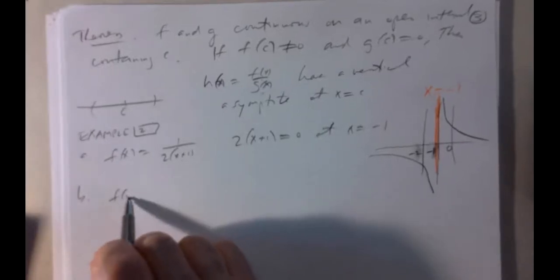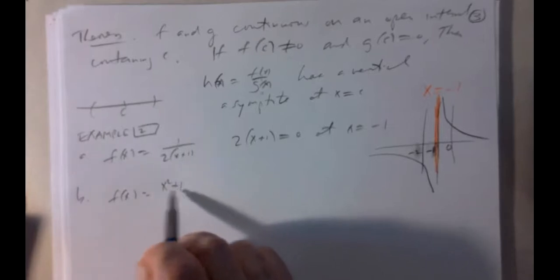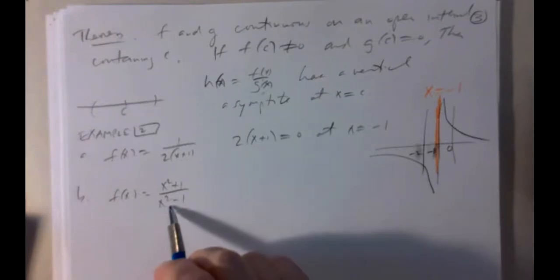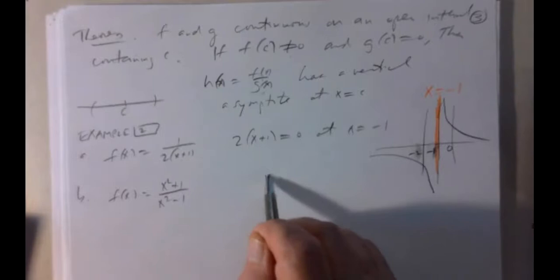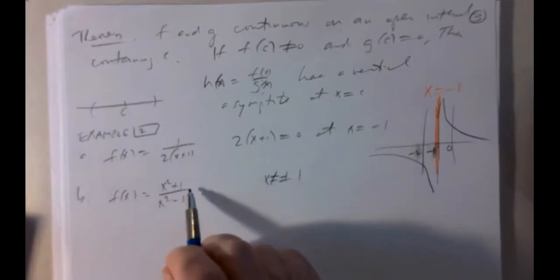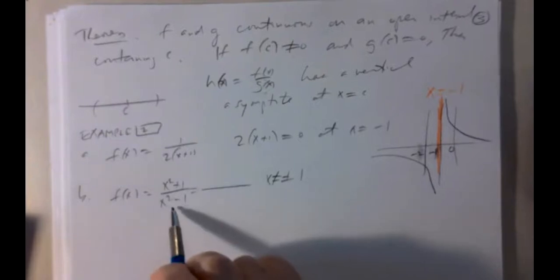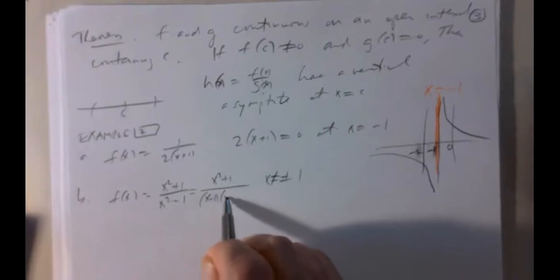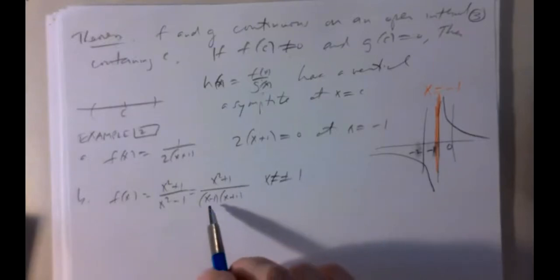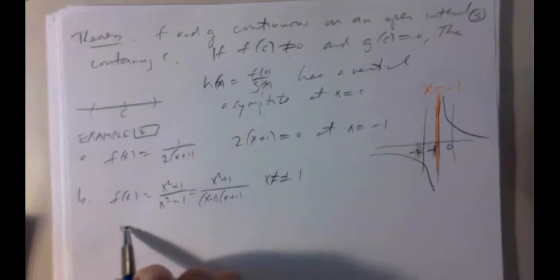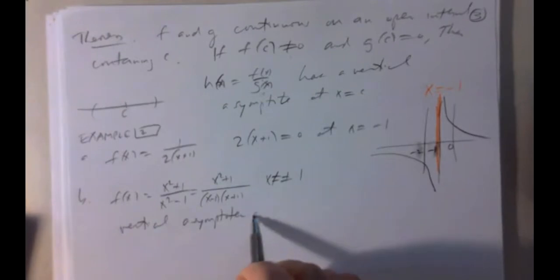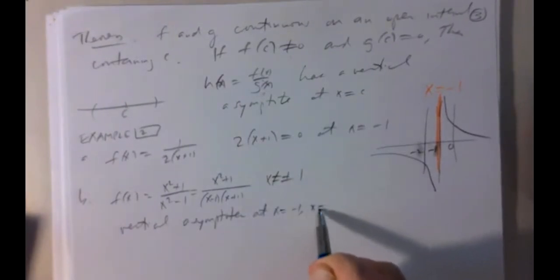Okay. What about the function f of x equals x squared plus 1 over x squared minus 1? So this is defined when the denominator is not 0. That means for x not equal to plus or minus 1. And we can see a little bit more clearly what's going on if we factor the denominator, x minus 1 times x plus 1. So this function is going to have vertical asymptotes. It's going to have 2 of them at x equals minus 1 and x equals plus 1.